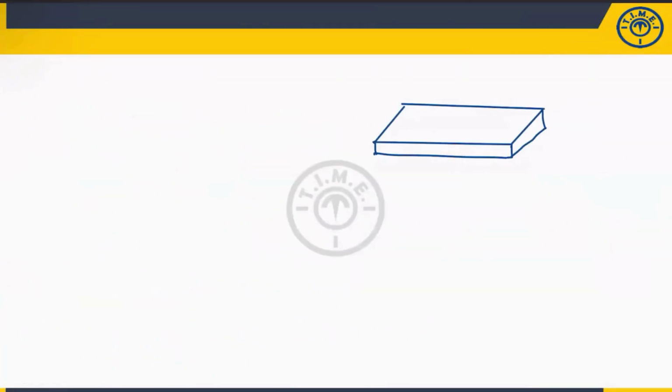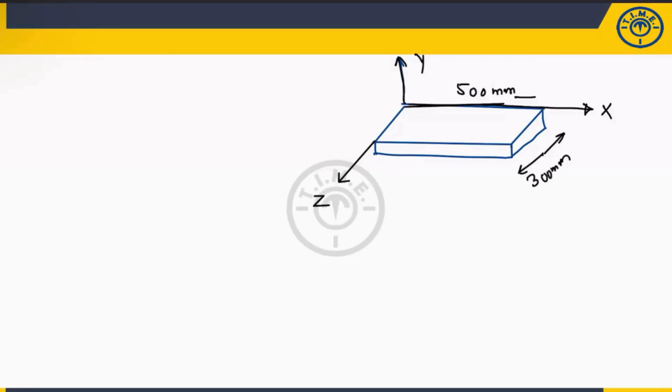Let us suppose this is the y axis, this will be the x axis, and this will be the z axis. This is x, this is y, and this is z. If I am taking the dimensions, this is 500 mm, and this one I can take as 300 mm. This dimension is 300 mm, this is 500.